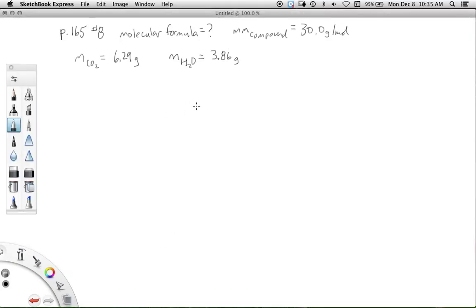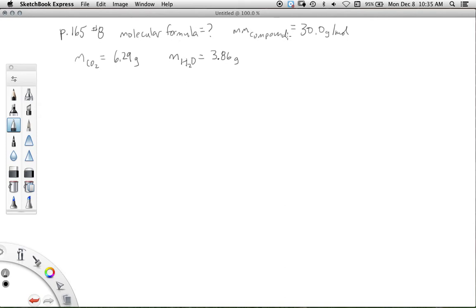Once again, I've already written down our givens and requireds, but I'll read the question for you anyway. Combustion of a sample of an unknown compound gives only two products, 6.29 grams of carbon dioxide and 3.86 grams of water. The unknown therefore contains only carbon and hydrogen. The molar mass of the compound is found to be 30 grams per mole. Determine the molecular formula.